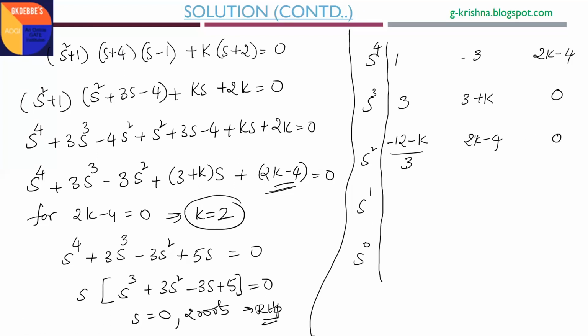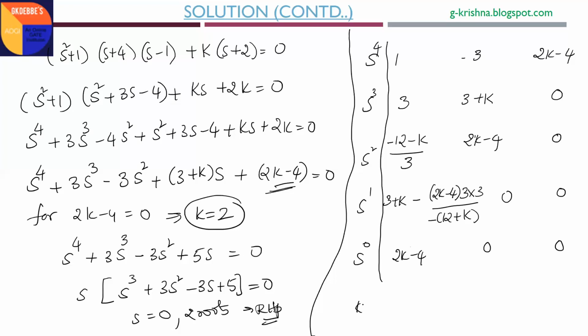The next row is this element into (3 plus k), again divided by the same element, will give 3 plus k minus (2k minus 4) into 3 divided by minus (12 plus k) divided by 3. That means into 3 divided by minus of (12 plus k). Next 0, 0, and the last row will be 2k minus 4.